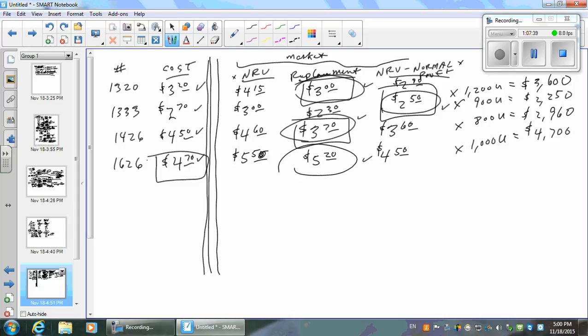Okay, now if I do specific identification like this, right? Each individual item. Now I've only got one where cost is less. It'll still work, right? What would I get for my total inventory?